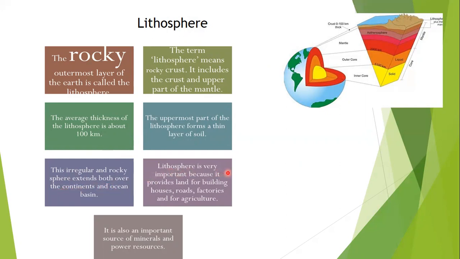Lithosphere is very important because it provides land for building houses, roads, factories, and for agriculture. It's also an important source of minerals and power resources. This is the structure of the earth: first is crust, then mantle, then outer core, and then inner core.